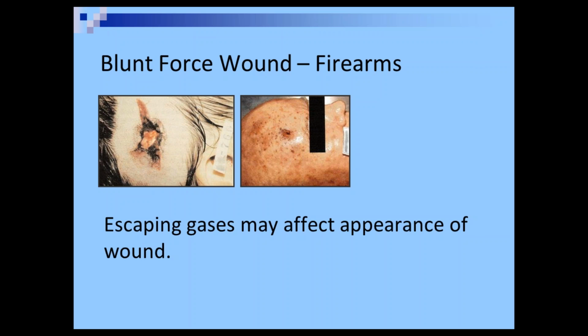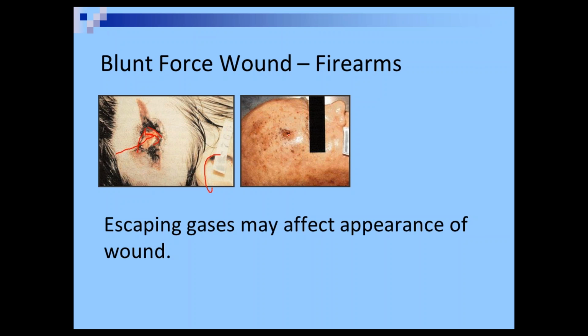Okay, for firearm wounds, the gases may affect the appearance of the wound as far as near contact versus distance. What we have here is a contact wound, and this is an ear here, so it's the flat skull. Not only does the bullet go into the head, but the gases coming out of the barrel of the gun can sometimes get between the skull and the skin and create this blown-out appearance, as though the skin has been torn back almost like a banana.